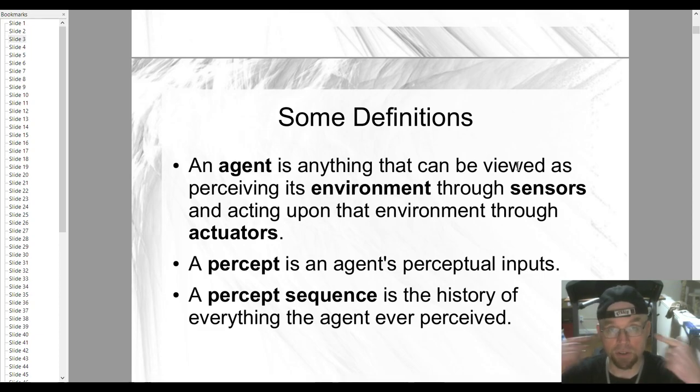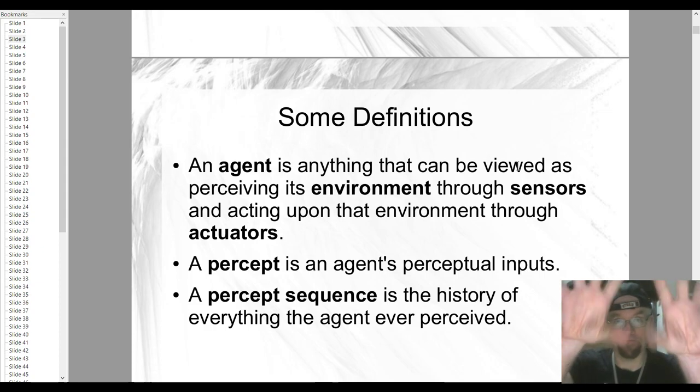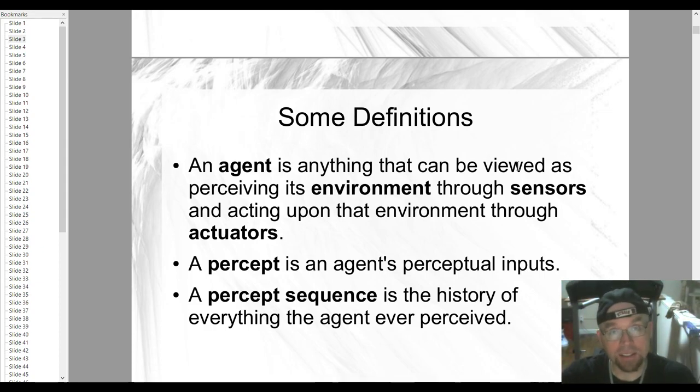And what are some examples of sensors? I'm a human being. My eyes are sensors. My nose, sensors. Sense of taste, sensors, right? Touch, sensors. Then acting upon that environment, moving through that environment, manipulating that environment, is done through actuators. So what are my actuators? My feet are actuators. On a car, tires, right? Maybe even brakes for slowing the car down. So an agent is anything that can be viewed as perceiving its environment through sensors and acting upon its environment through actuators.